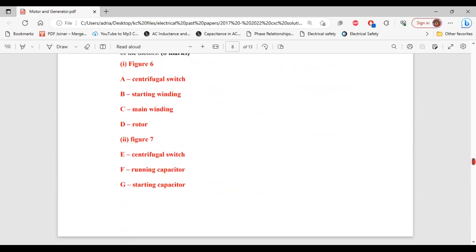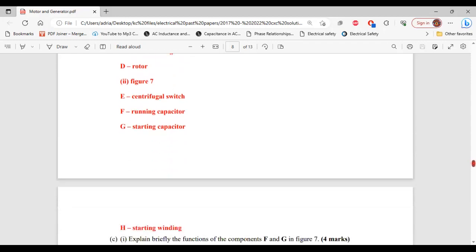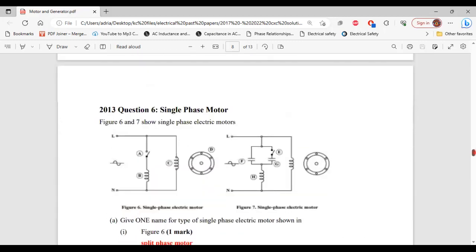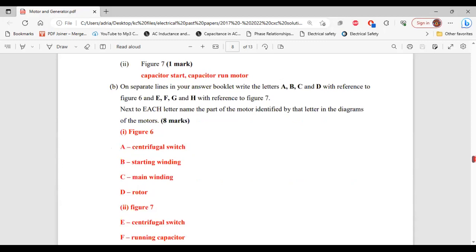All right, so for figure 7, E is the centrifugal switch, F is the running capacitor, G is the starting capacitor, and H is the starting winding. So here is figure 7. F is the running capacitor, E is the centrifugal switch, G is the starting capacitor, and H is the starting winding. All right, so that's it for part B.